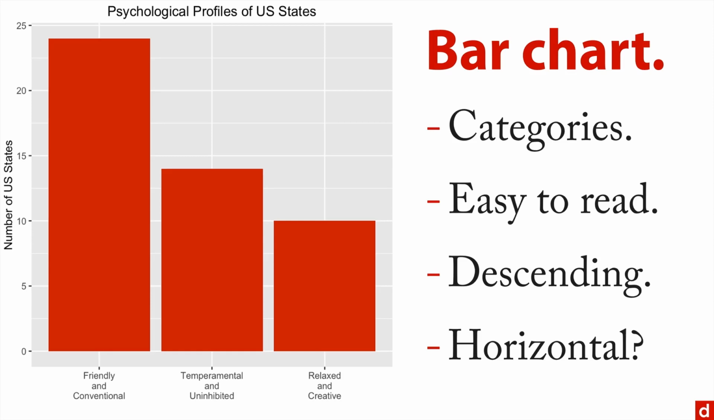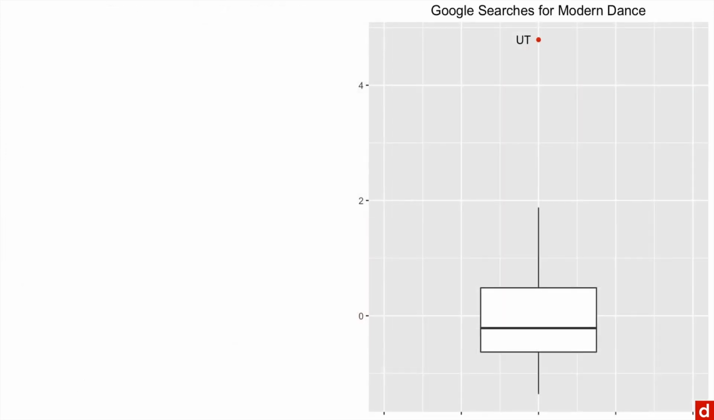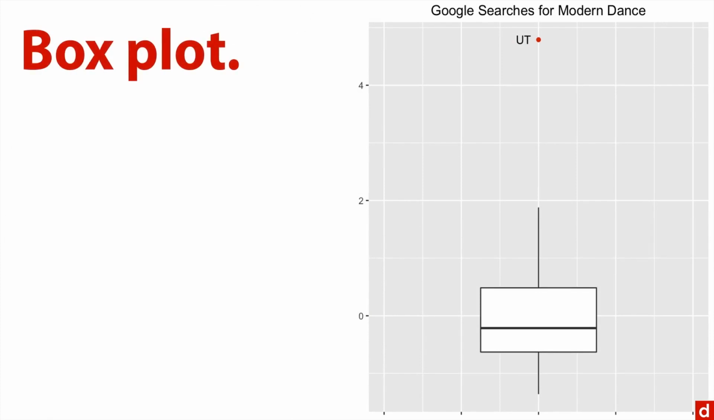This is real data, and we have the most states in the friendly and conventional region, a smaller number in temperamental and uninhibited, and the least common in the United States is relaxed and creative. Next, you can do a box plot, sometimes called a box and whiskers plot.